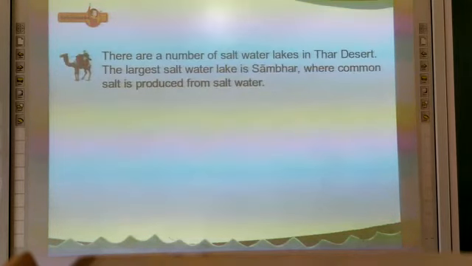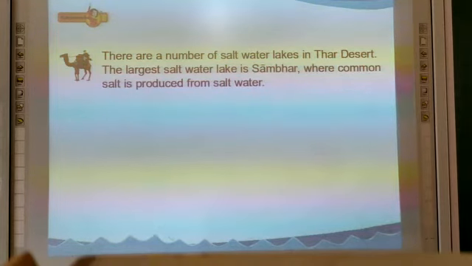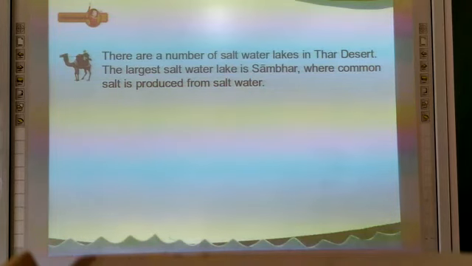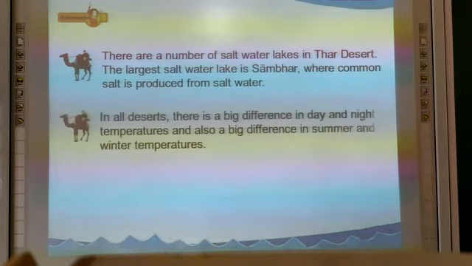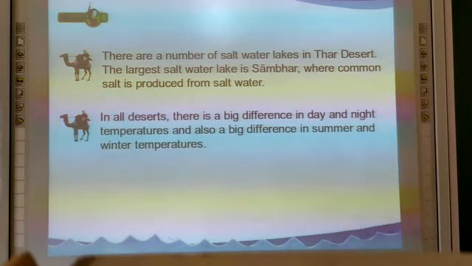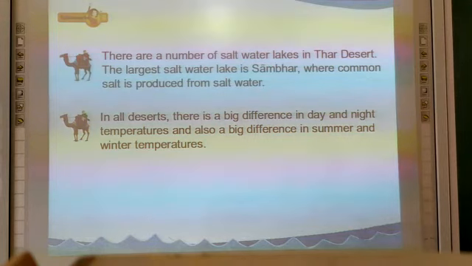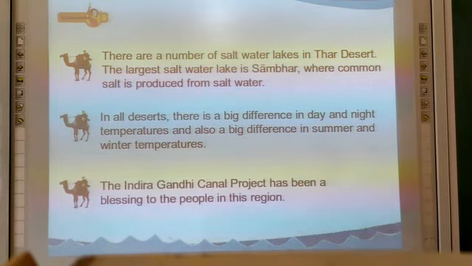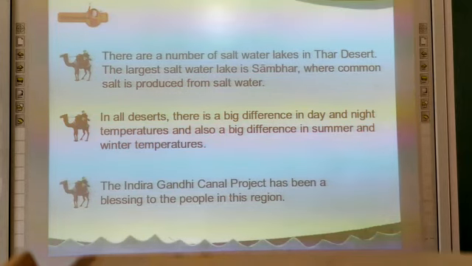There are a number of saltwater lakes in Thar Desert. The largest saltwater lake is Sambar, where common salt is produced from saltwater. In all deserts, there is big difference in day and night temperatures and also a big difference in summer and winter temperatures. The Indira Gandhi Canal project has been a blessing to the people in this region.